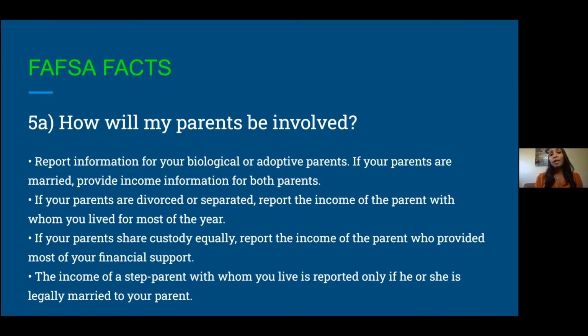If you have a stepparent, so let's say your father got remarried and you have a stepmom and you live with your father, your stepmother has to report that information on the FAFSA. So your dad as well as your stepmother, or vice versa. So the income of your stepparent with whom you live is reported. And this is only if they're married. So if they're not married, you do not have to do that. You would just report your guardian's information. But if they are legally married, you have to report both parents' income.